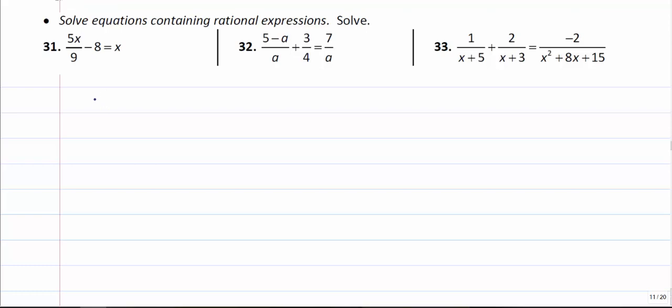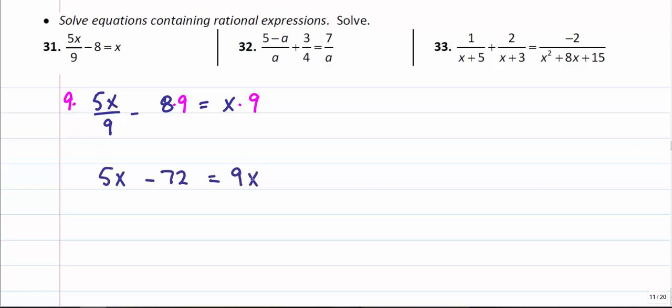Okay, we're going to pick up where we left off. I definitely want you to know how to do one like 31. All you have to do is multiply each one of these things by that denominator. Because if you multiply everything by my denominator on number 31, you'll be left with an equation that has no denominator. Right? Because those are going to divide out.